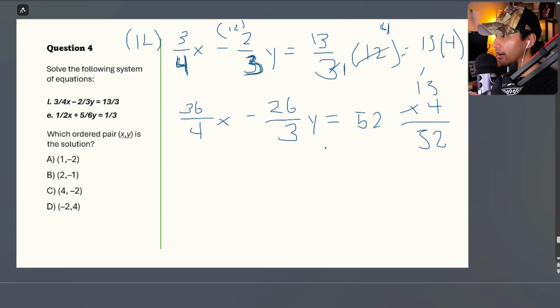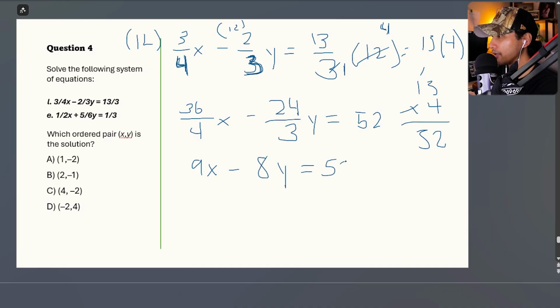So we got our equation. We're almost done. We just have to clear these fractions out now. 36 divided by 4 is 9, 9x, minus, what is 26 divided by 3? I think I did it wrong here. 12 times 2. What is 12 times 2? That is 24. Oh my gosh. All right, see? Even I make mistakes, okay? 24 divided by 3. Now that makes sense. 9x minus 8y equaling 52. Okay, cool.